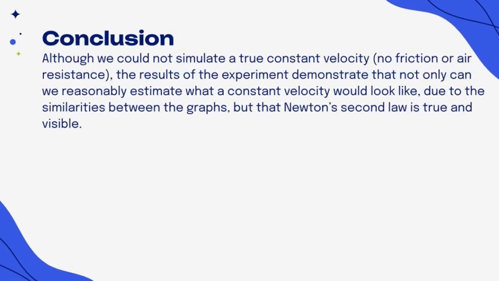In conclusion, although we could not entirely simulate constant velocity, this experiment demonstrated that we can estimate it and prove Newton's laws, and that constant velocity means the net force is equal to 0 nonetheless.